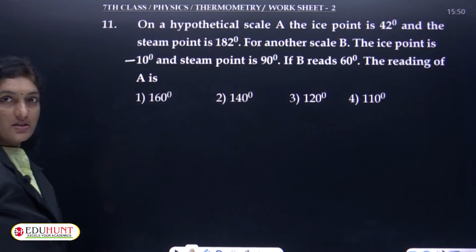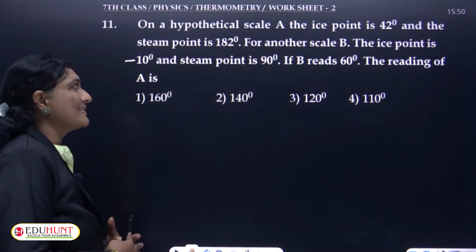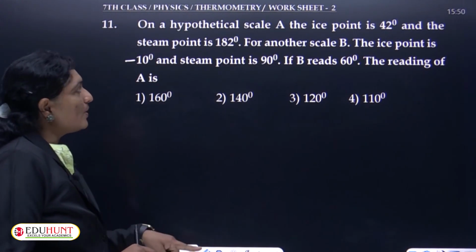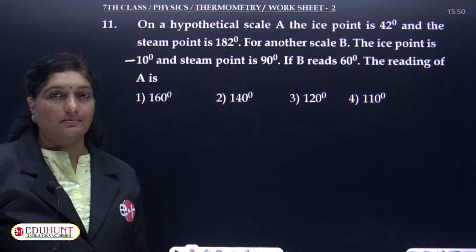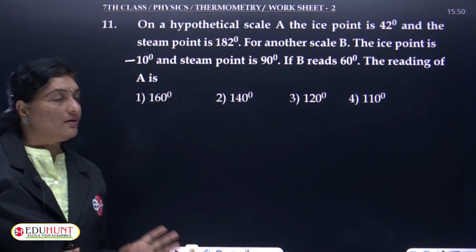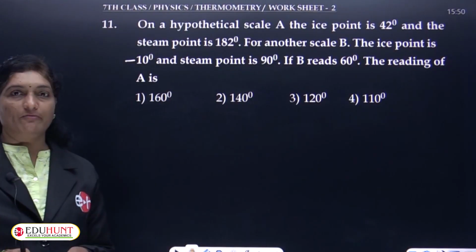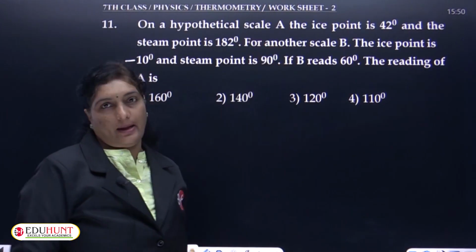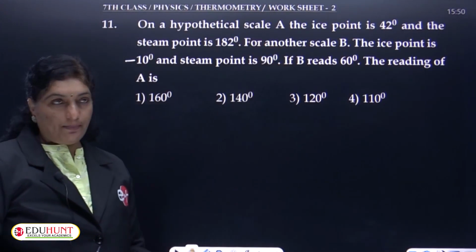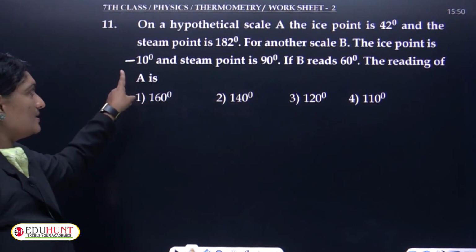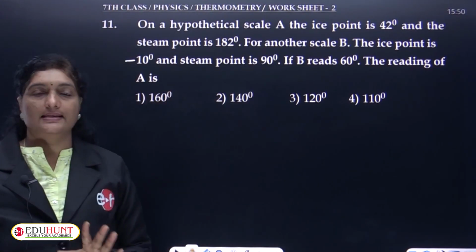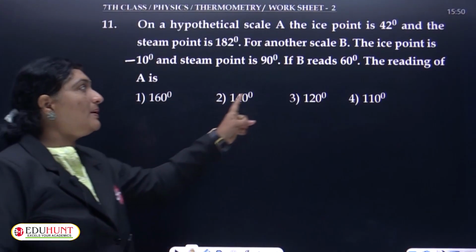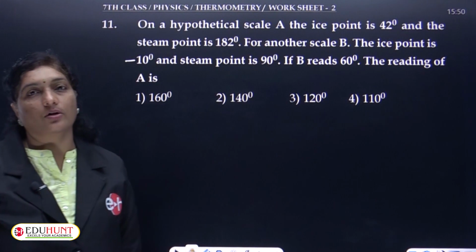So moving to the next question, children, question number 11. On a hypothetical scale A, the ice point is given as 42 degrees and the steam point is given as 182 degrees. So some unknown scale was given whose LFP as well as UFP were given, and they have named this scale A. Similarly, for another scale B, the ice point is given as minus 10 degrees and the steam point is given as 90 degrees. So for the second scale also, LFP and UFP were given. The reading on B was given as 60. So we are asked to find the reading on the scale A.